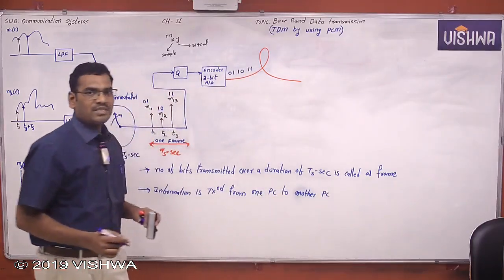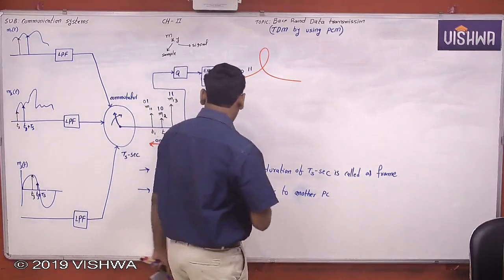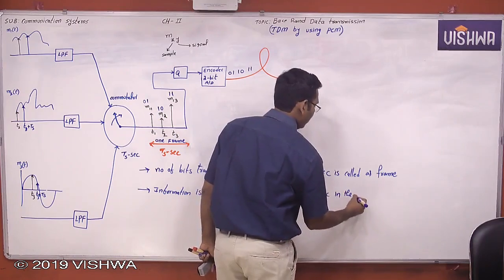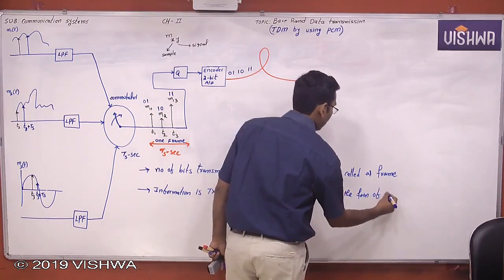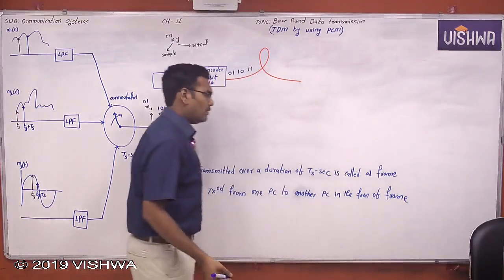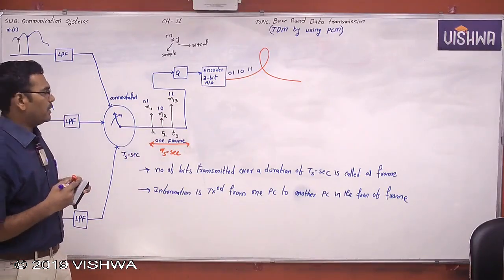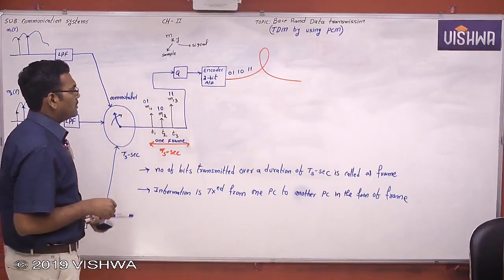Now information is transmitted from mobile to PC, PC to mobile, or from one PC to another PC in the form of frames, in the form of packets we are calling. Packets are nothing but frames. This is the frame. Over a duration of Ts seconds, how many bits are transmitted? Okay, so now we'll find 3 things here.